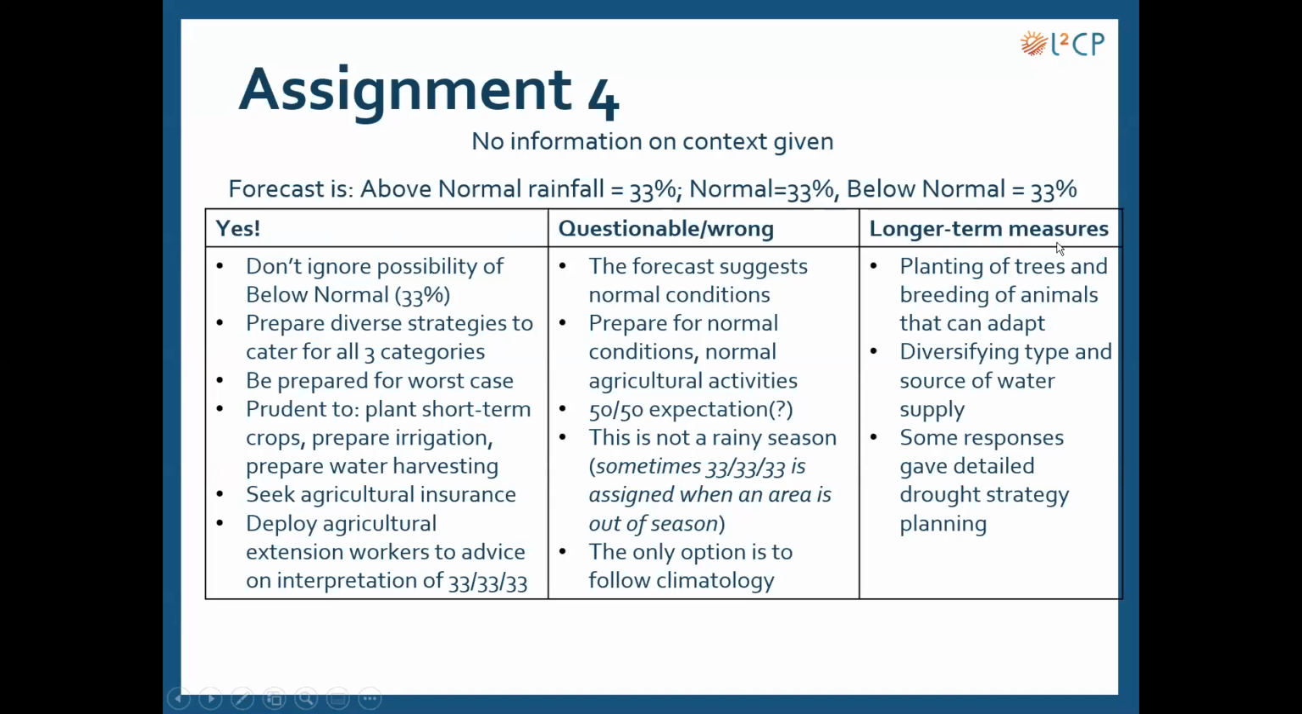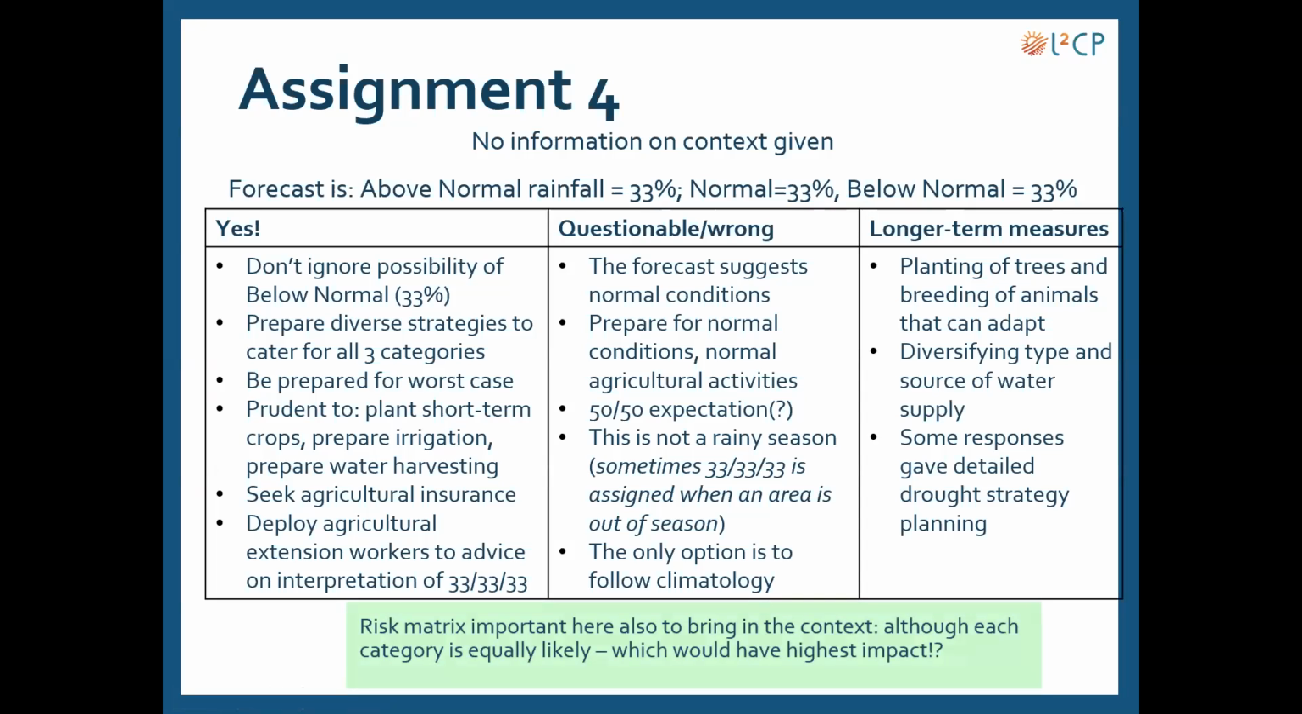Some people came in with longer term measures here, which I should say, and as I said, some were clearly expert in drought management, but these were really longer term measures that wouldn't have time to take effect for the upcoming season. So my final comment there is, don't forget this risk matrix. It can help you to remember that even if something is a low chance, if there is a high impact, you should probably be including it in your advisories with your stakeholders.